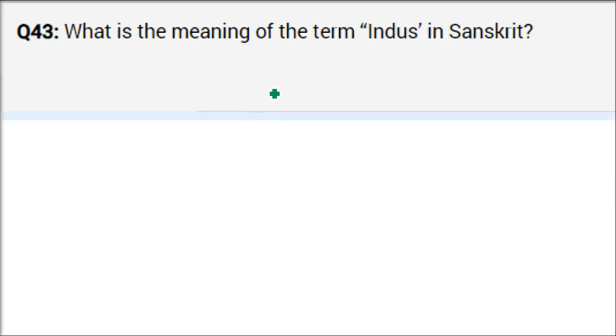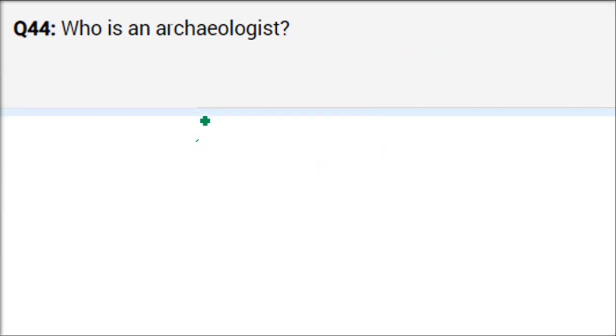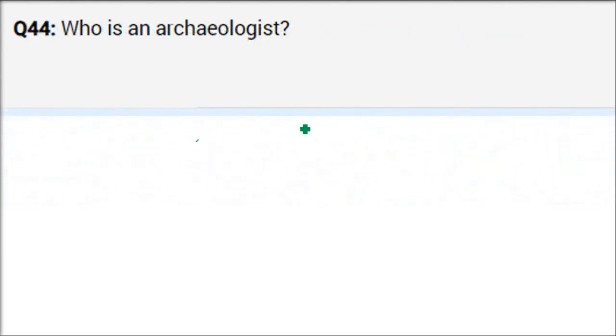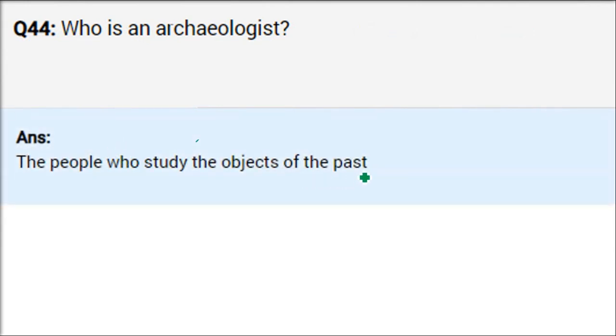What is the meaning of the term Indus in Sanskrit? I'll take one more question, then I'll answer it. Who is an archaeologist? Puratattva Vid, the people who study the objects of the past. These objects can be anything. It can be a vessel, an inscription, a brick, some ornaments, toys, anything which people used in ancient times, long ago.